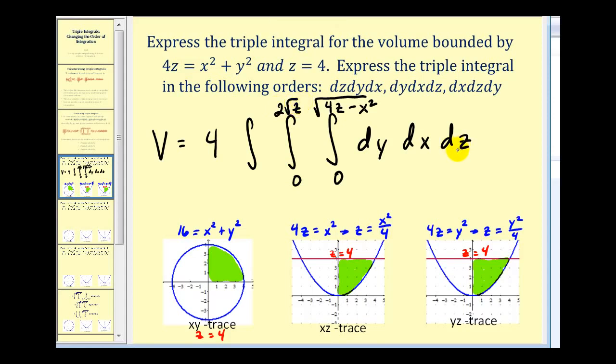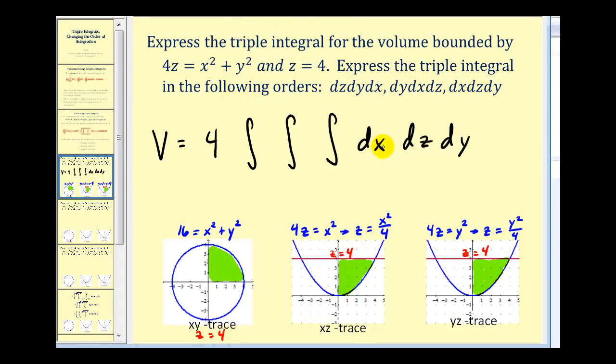And then for z, we can see from the xz and the yz trace, the lower limit would be 0 and the upper limit would be 4 here and here. Now let's take a look at the order of dx, dz, dy.